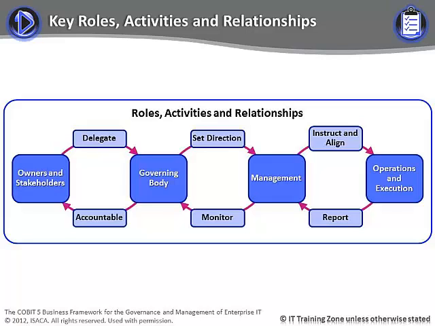The managers plan and direct the resources needed to achieve the objectives of the governors. The final role is operations and execution. This represents those who perform the activities of the enterprise under the direction of the managers. You should take a few minutes to study this diagram so that you are clear about the relationship between the roles.